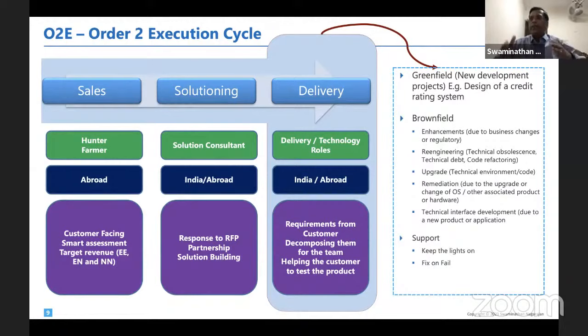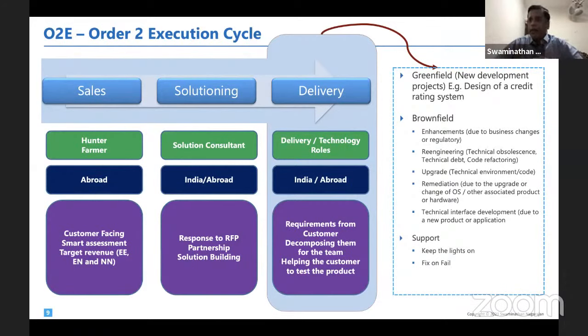Or a customer can say, the system is working fine. I have got a new product, but I want the data to be exchanged between both systems. So I want you to come and develop an interface, right? So these are all the various ways you can develop.